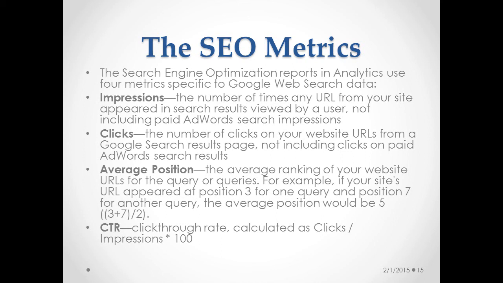Average position is the average ranking of your website URLs for the query or group of queries that you've chosen. One example of this is if your site's URL appeared at position 3 for one query and position 7 for another, the average position would be the average of those two, which would be 5. And finally, the click-through rate, something you're probably all familiar with. Click-through rate is calculated as clicks over impressions times 100. That's a commonly used term with metrics, and it's becoming more common in justifying web ROI.